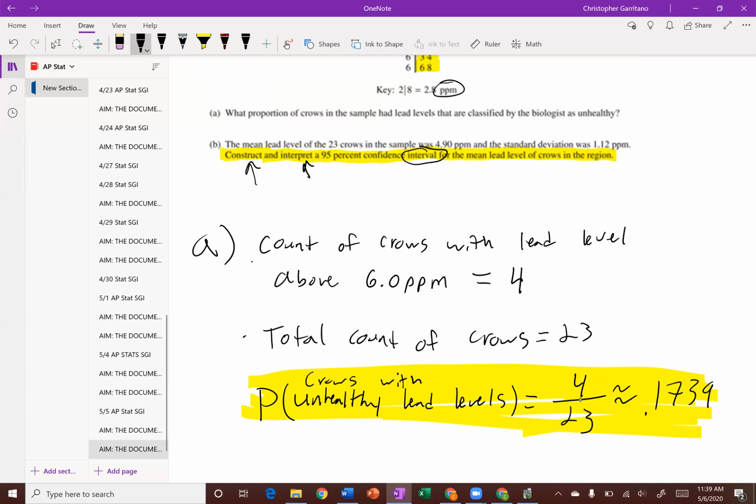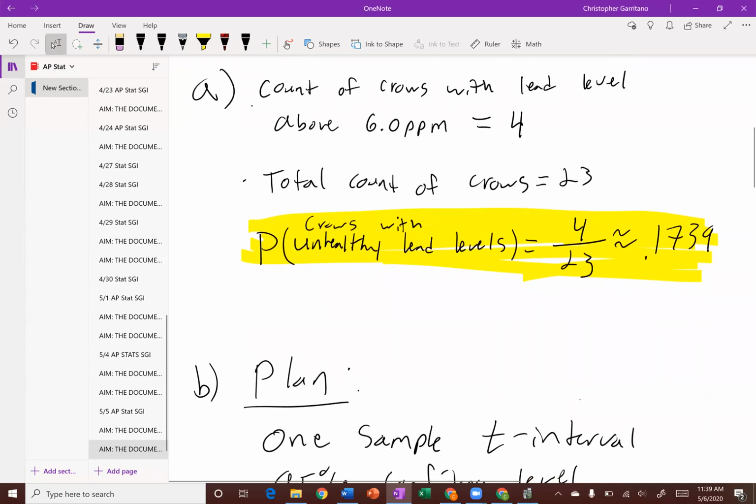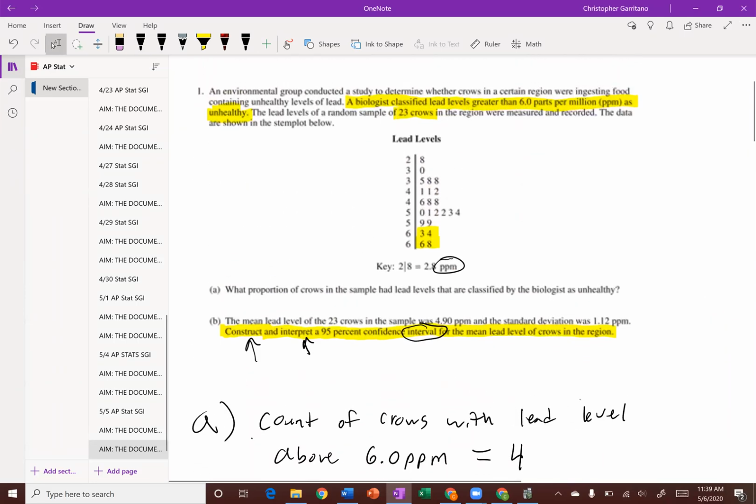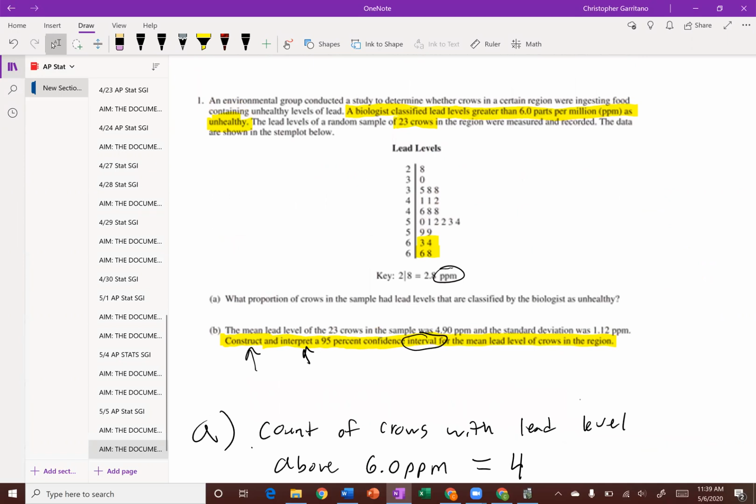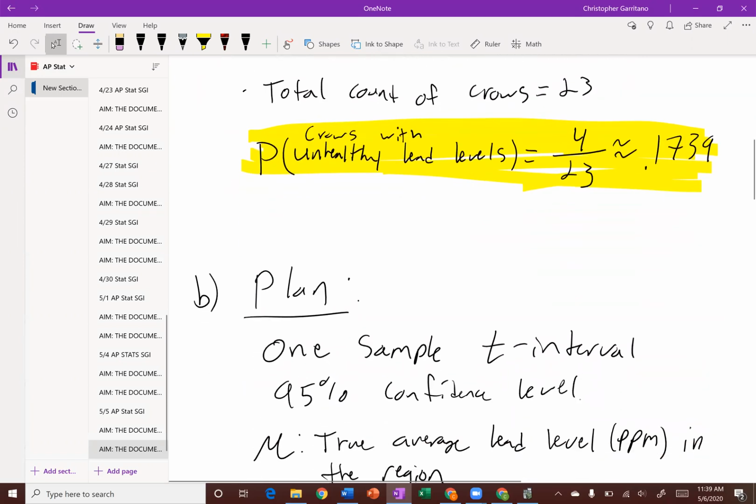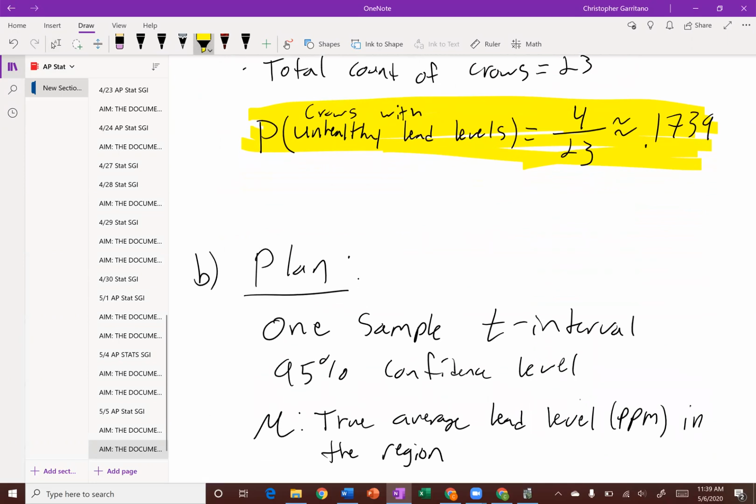All right, so part B, we're gonna start with the plan stage. Since we're studying one population and we're interested in one population mean and we've taken one sample, this is gonna be a one sample t interval, and we're using a 95% confidence level. These are required to be written.